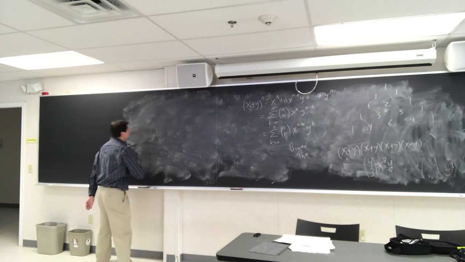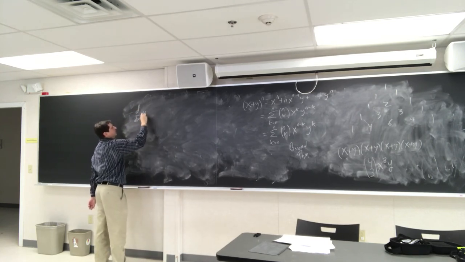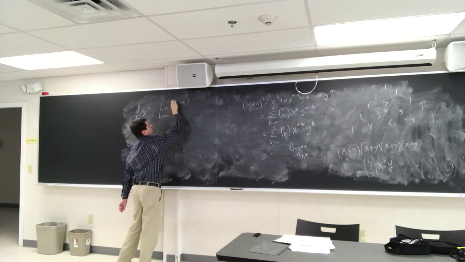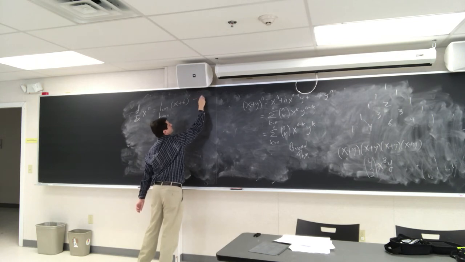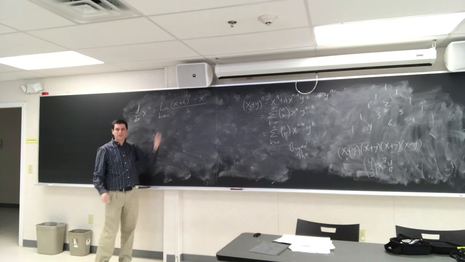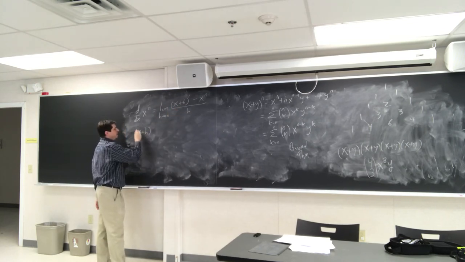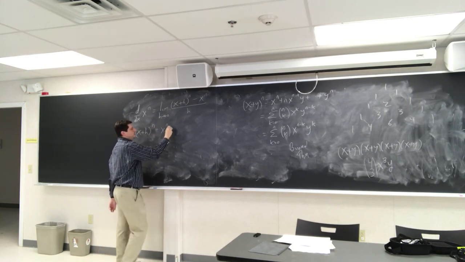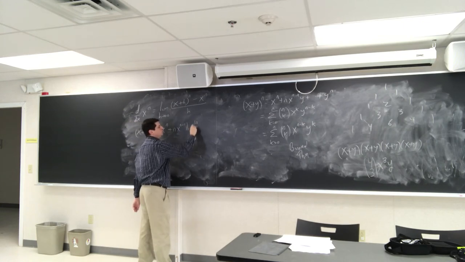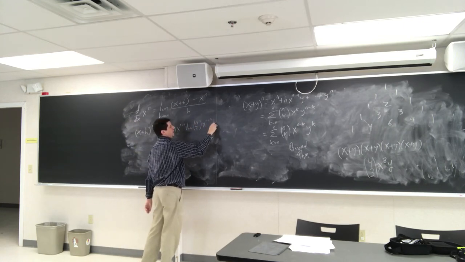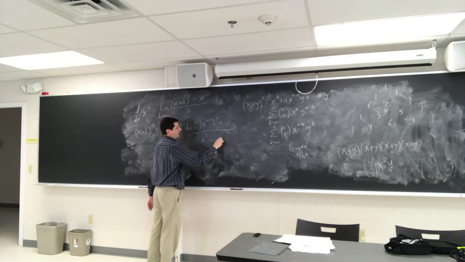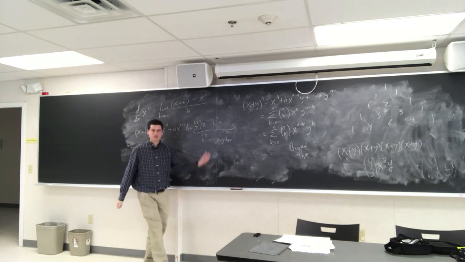So if you want to calculate the derivative of x to the n, this is the limit as h goes to 0 of ((x plus h) to the n minus x to the n) over h. We have to understand (x plus h) to the n. Well, (x plus h) to the n by the binomial theorem is x to the n plus n x to the n minus 1 h plus n choose 2 x to the n minus 2 h squared. Everything here is h squared or higher: h squared, h cubed, h to the fourth.